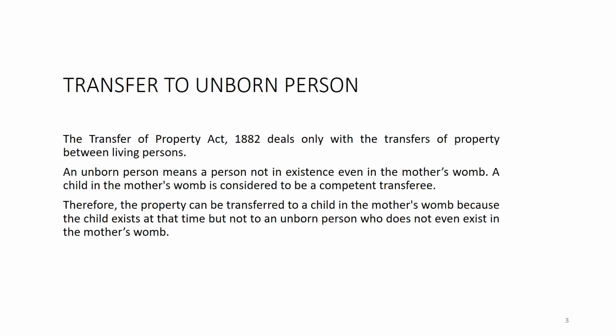But in case of an unborn person, the rule is completely different. Property can be transferred to a child in the mother's womb, because the child exists at that time, but not to an unborn person who does not even exist in the mother's womb. So, transfer of property may happen to an unborn child. If the child is born, there is no problem at all. If the child is not yet born and is in the mother's womb, even then there is no problem. The only thing is that vesting of rights will accrue after the majority.